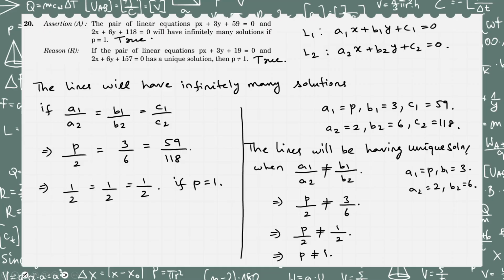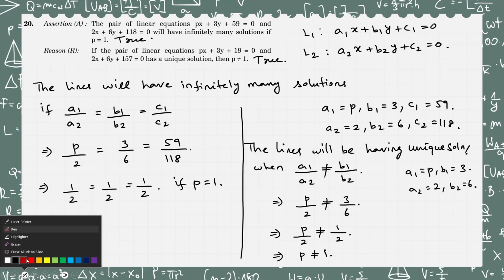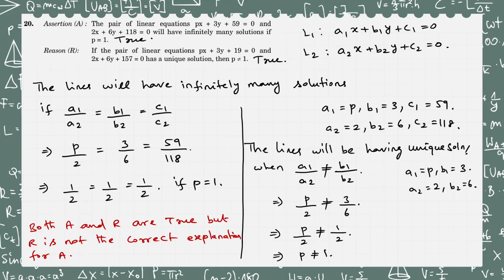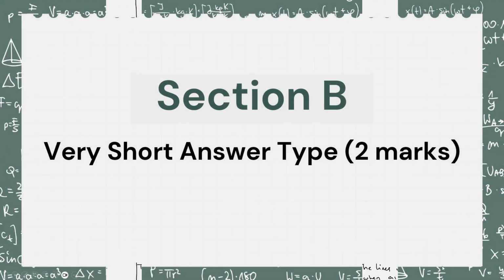So let us write the final conclusion here. Both A and R are true, but R is not the correct explanation for A. So we have to choose option B here. That's the answer.